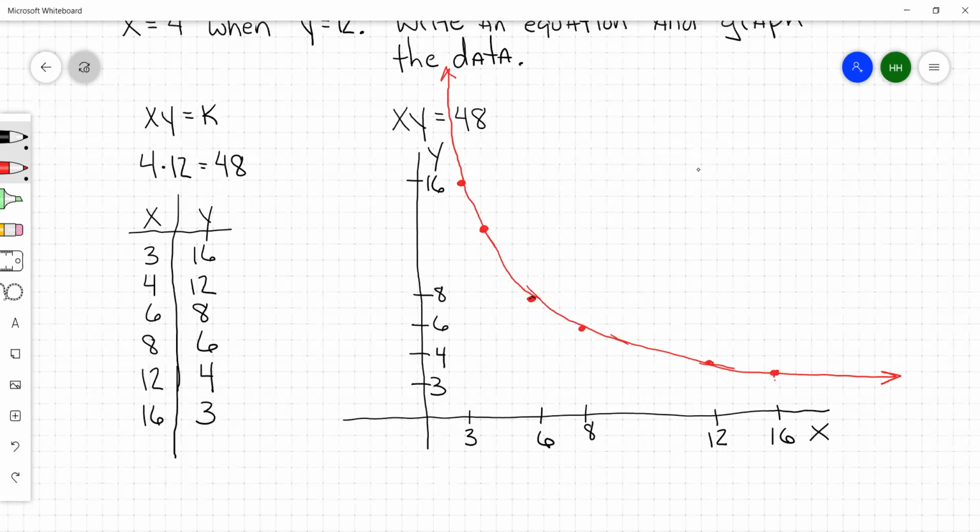You're going to see this curve that's going to stay in quadrant 1. It's never going to touch the x-axis, and it's never going to touch the y-axis.